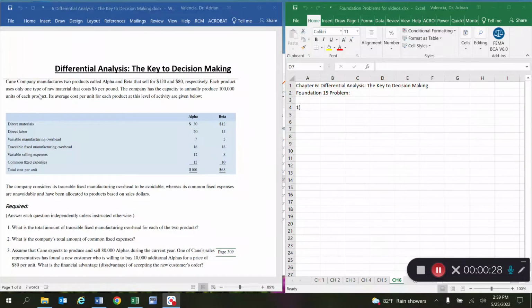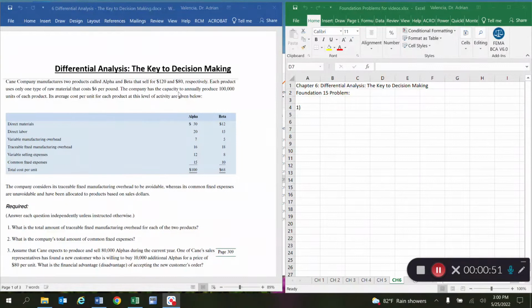Each product uses only one type of raw material that costs $6 per pound. So the direct materials that they're talking about right here is just one item. If it's $6 per pound, I'm assuming that Alpha uses 5 pounds, 30 divided by 6, and then 2 pounds for Beta, which is 12 divided by $6 each.